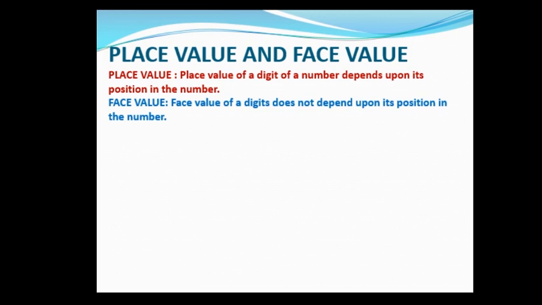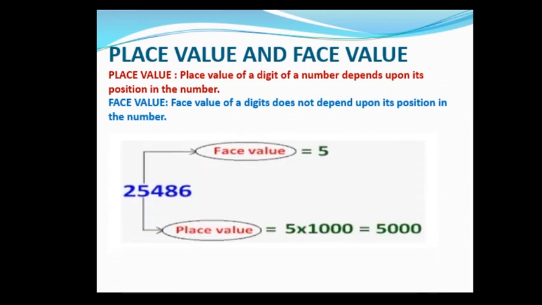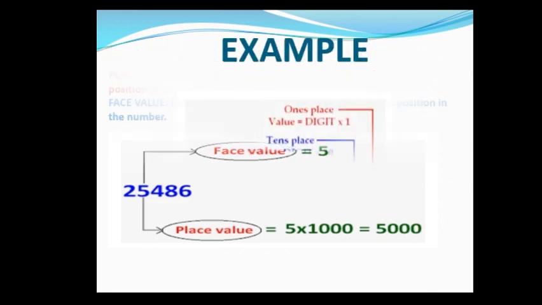Place value and face value of a number. Place value of a digit in a number depends upon its position in the number, and face value of a digit does not depend upon its position in the number. For example, we have the number 25,486. The face value of 5 is equal to 5, and the place value of 5 is equal to 5 multiplied by 1000, which is equal to 5000.